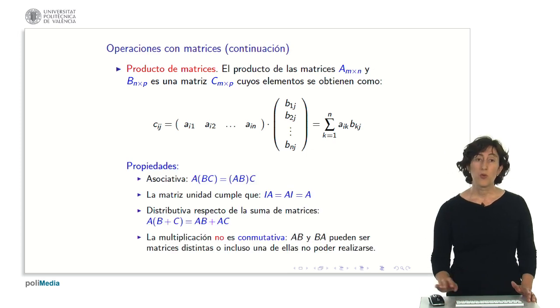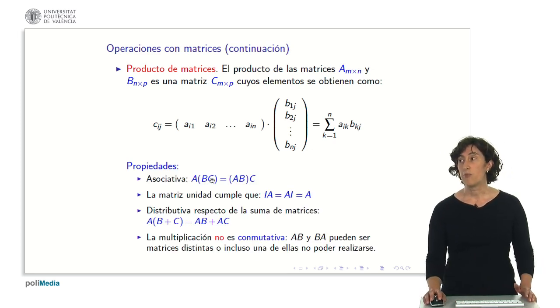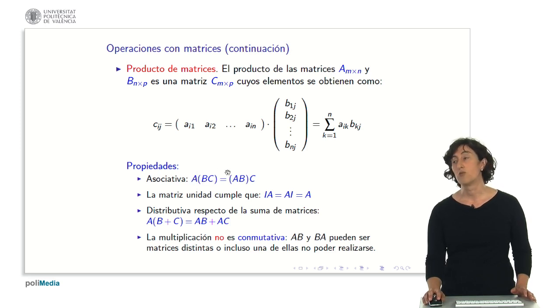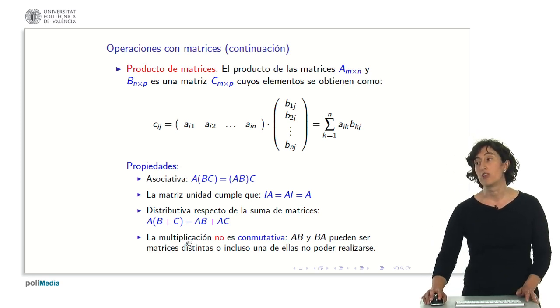Otherwise, the product of matrices cannot be made. Well, what properties does the product of matrices meet? It meets the associative property. That is, it is the same to multiply first B times C and then multiply by A, as to multiply first A times B and then C. I cannot interchange A, C, B. That does not mean that the multiplication is commutative. A times B and B times A can be different matrices, and even one of these two products cannot be made. It depends on the size of the matrices A and B. Then it is very important to remember that the multiplication is not commutative.